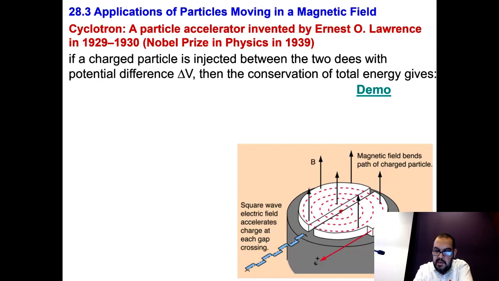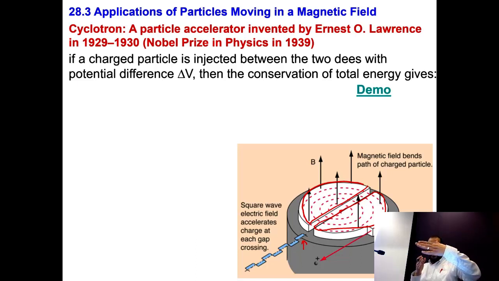Basically, in the middle, you inject a charged particle. It can be a proton, a heavy ion, or even an electron. Okay, these are two Ds. It's called a D because it has the shape of a D. So they have one D here and one D here. When you inject the particle between the two Ds, we establish an electric field. So there is an electric field. You see, this is the voltage between the two Ds.